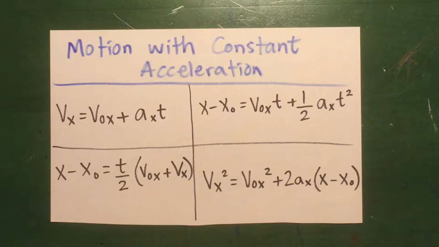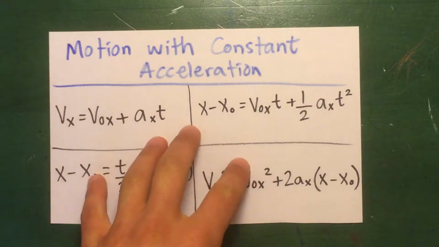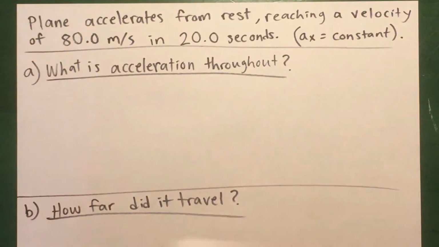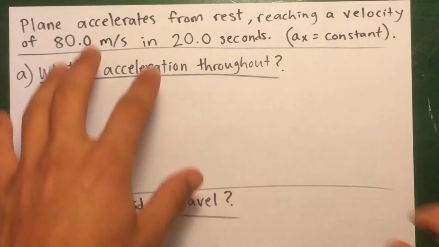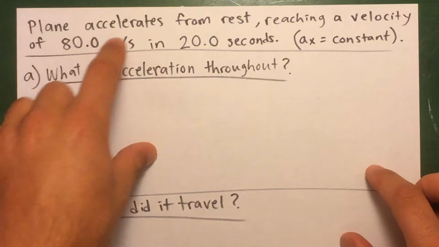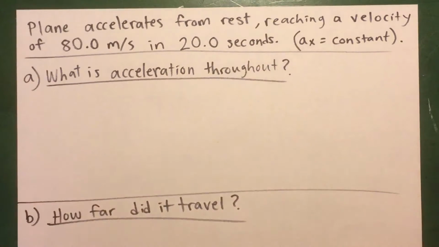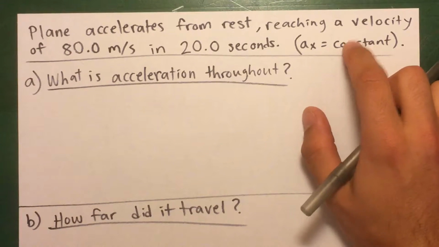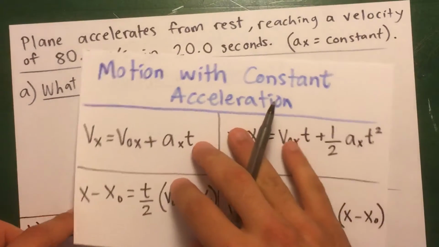It's very useful to write them down. I'm sure you're going to have them on a reference sheet for a test. But let's apply this to a sample problem right here. The question is, a plane accelerates from rest, reaching a velocity of 80 meters per second in just 20 seconds. We're given that acceleration is constant, so we can apply one of these four equations.